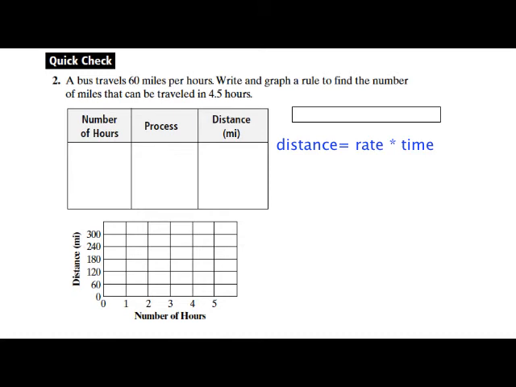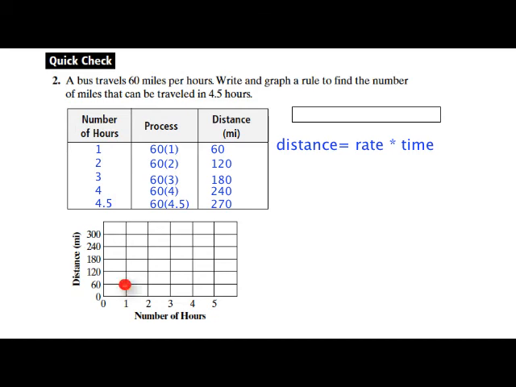So we'll fill this in for 5 hours. So our number of hours will be 1, 2, 3, 4, and 4.5. The process is going to be to take the number of hours times 60. So for 1 hour, 1 times 60 is 60. For 2 hours, 60 times 2 is 120. For 3 hours, 60 times 3 is 180. For 4 hours, 60 times 4 is 240. For 4.5 hours, 60 times 4.5 is 270. Now we're ready to graph it.